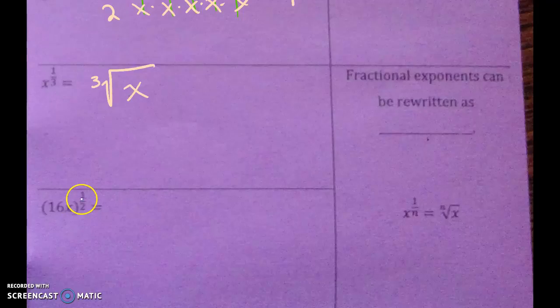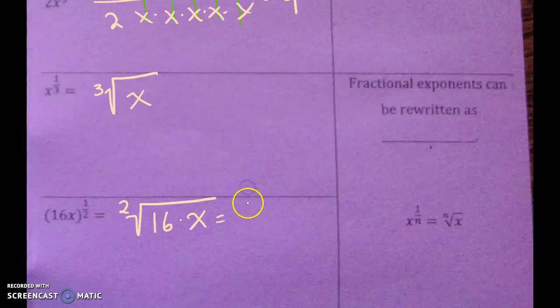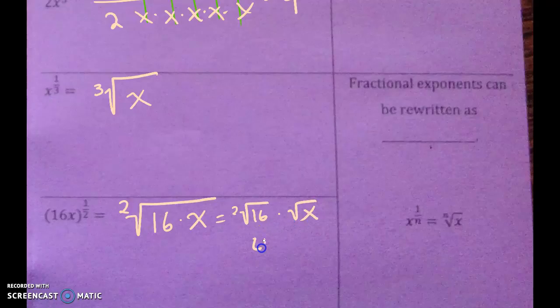All right, 16x to the power of 1/2 is really the square root of 16x. So the second root of 16 times x, right? If we were to solve that, well, we know that the square root of 16 is 4, and we don't know what the square root of x is, so I would just leave this as 4 square root x if we wanted to simplify that.